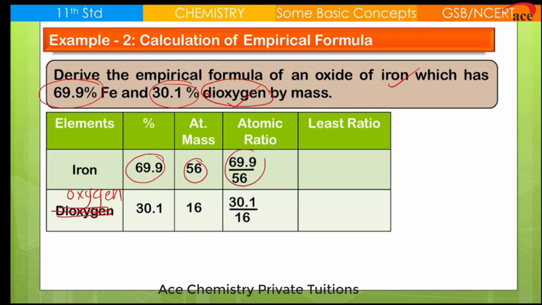Take this percentage, divide by atomic mass. You will get atomic ratio. Oh, you got 1.2 and 1.8.